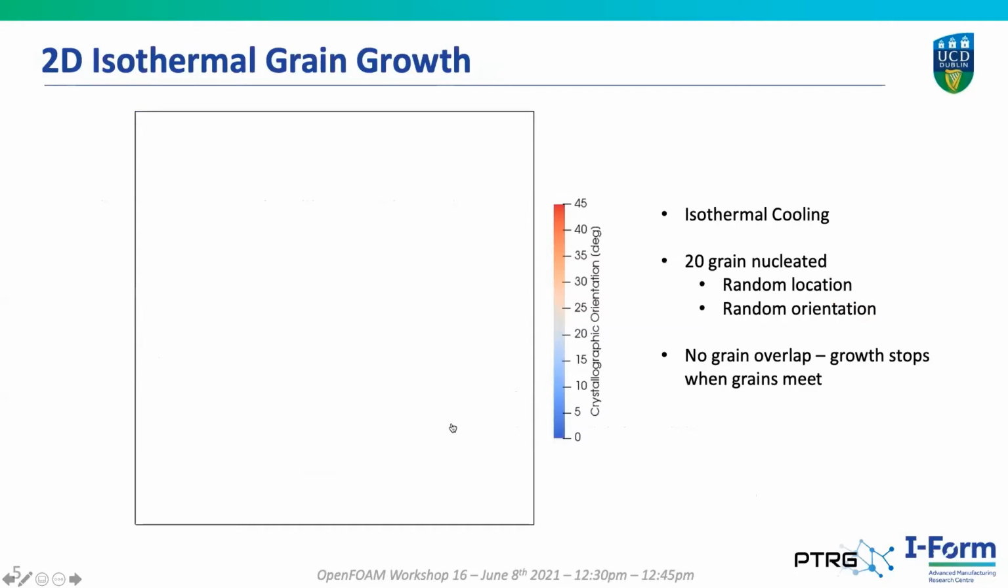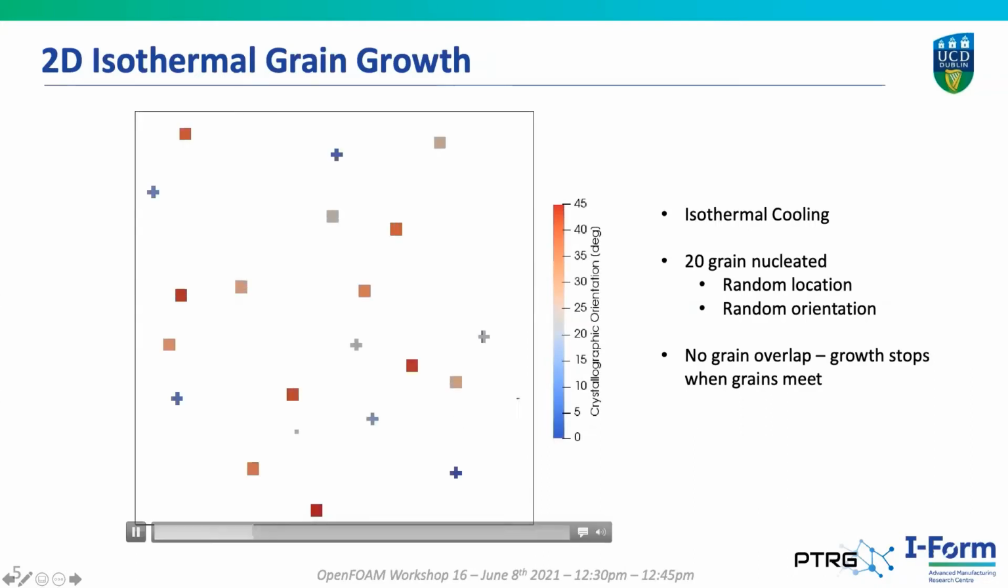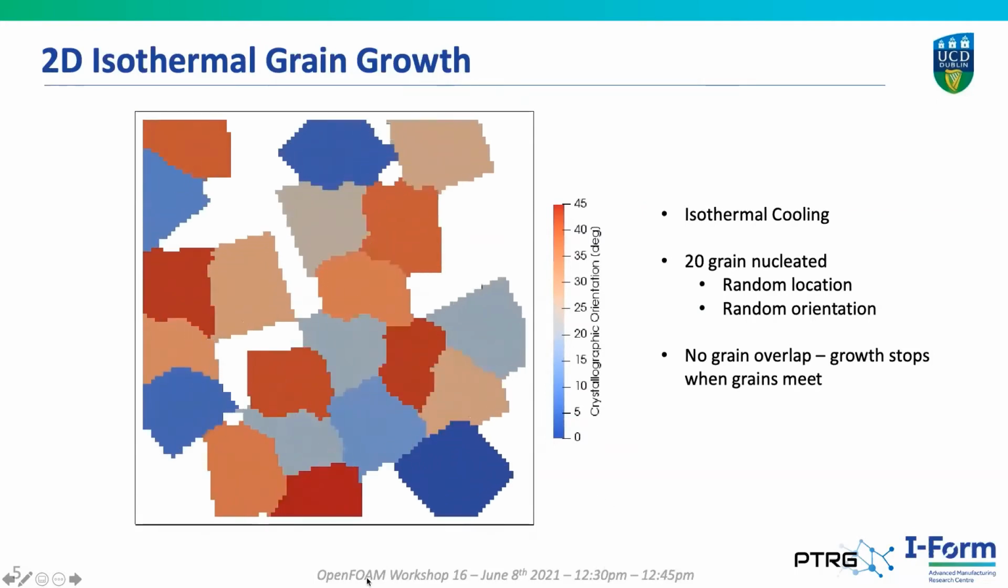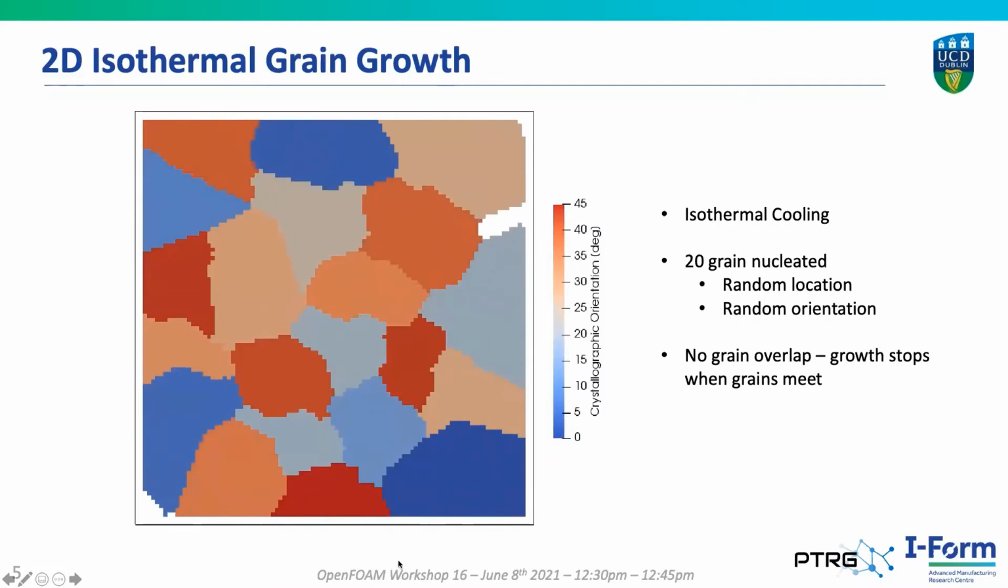Here I show some of my earliest results after implementing the algorithm in 2D. The case is isothermally cooling with 20 grains nucleated with random location and random orientation. You can see that as grains meet, there's no grain overlap and growth stops.